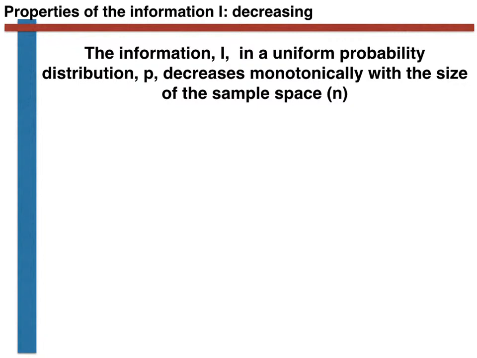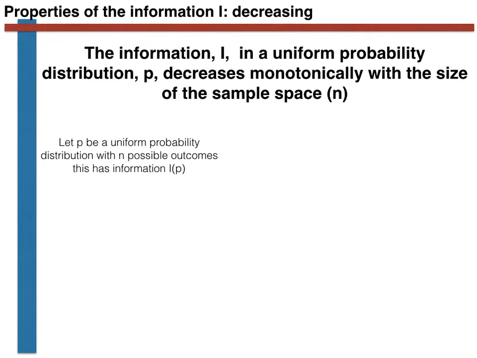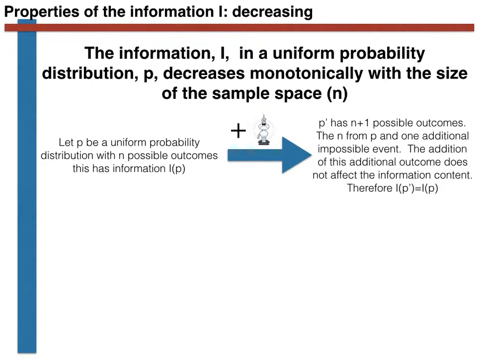We start by introducing a uniform probability distribution P with n possible outcomes. In other words, P is a probability distribution for an experiment with n possible outcomes that are all equally likely. We now enhance the sample space by adding an impossible event to this probability distribution. This gives us a new probability distribution, P prime, that tells us that all the outcomes for the experiment underlying the original probability distribution P are equally likely, but that there is one further outcome that will never happen.